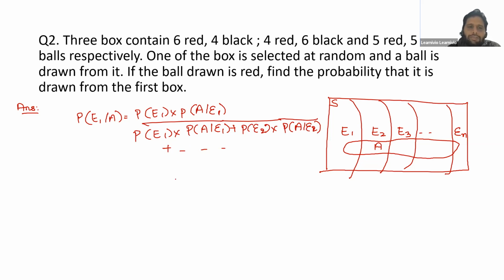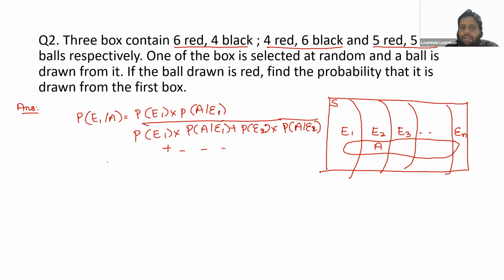So if you will see this question, then here you have three boxes which consist of these balls. In the first box you have these balls, and the second one you have these, and in the third one you have these balls. One of the boxes is selected at random and a ball is drawn from it. If the ball drawn is red, find the probability that it is drawn from the first box.